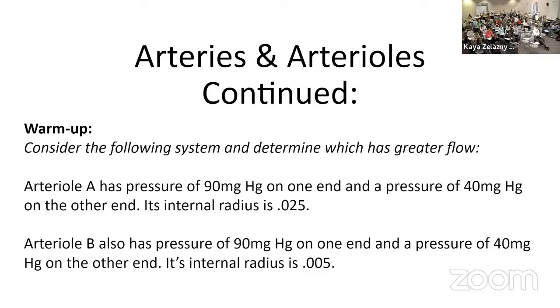As we start out, just to get our minds back on the game, I'm going to ask you to evaluate this system that we have up here. Reviewing, here we have arteriole A with a pressure of 90 on one end, 40 on the other, a radius of 0.025. And for arteriole B, we've got the same pressures, but we have an internal radius of 0.005.